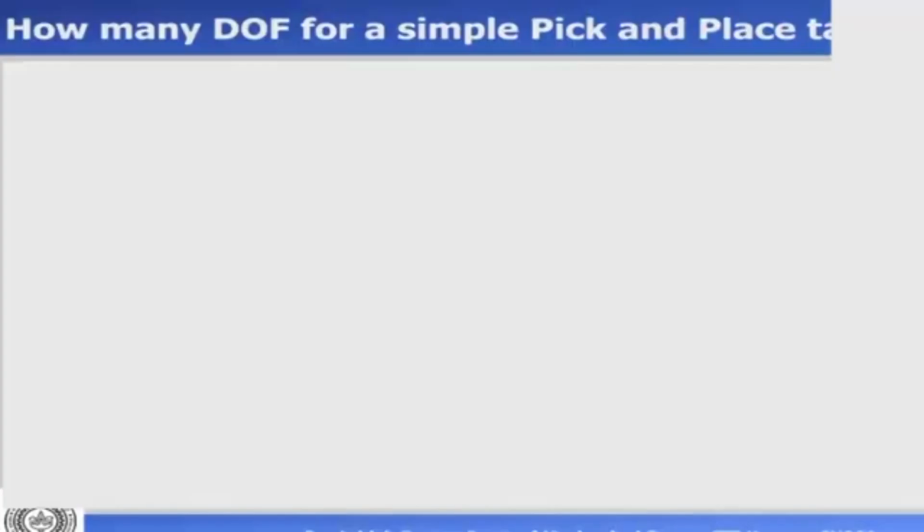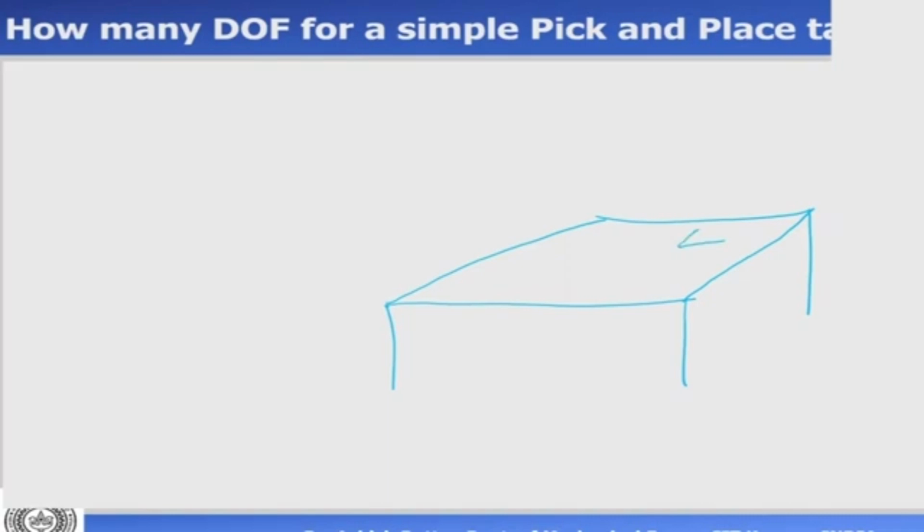So let me draw it very quickly. This is my table, and I have kept a rectangle. Let me say this is a rectangular mouse, or rectangular box. I want to pick it up from here and keep it there. I think the problem is clear. We have kept a box on a table. I want to pick up this box and then put it somewhere else. How many degrees of freedom are required for this task?